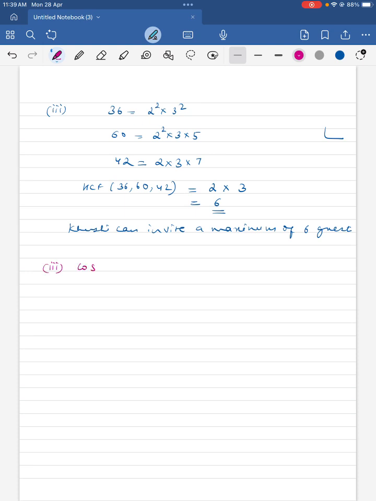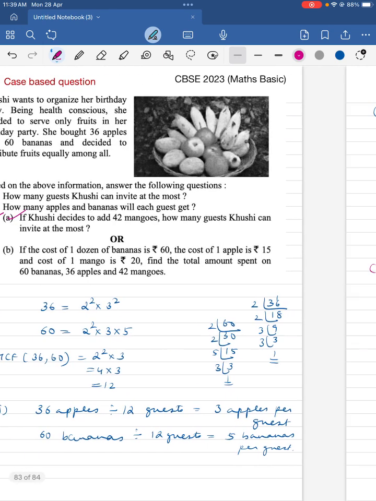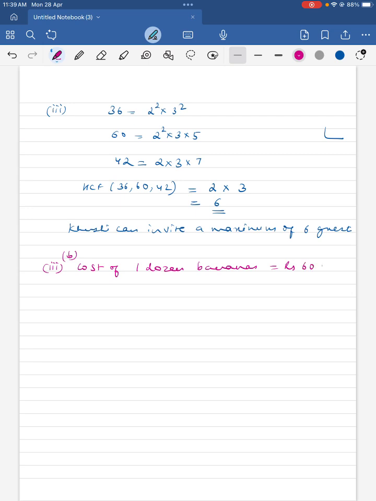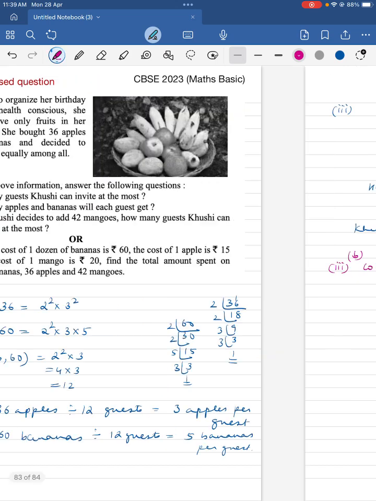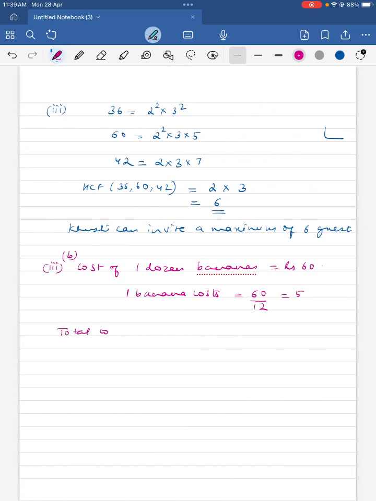So the cost of 1 dozen bananas is given to be equal to rupees 60. Okay, so what does that mean? One banana will cost 60 divided by 12, which is 5. So the cost of one banana is 5. And Khushi has bought 60 bananas totally. So total cost of 60 bananas would be equal to 60 times 5, which is rupees 300.